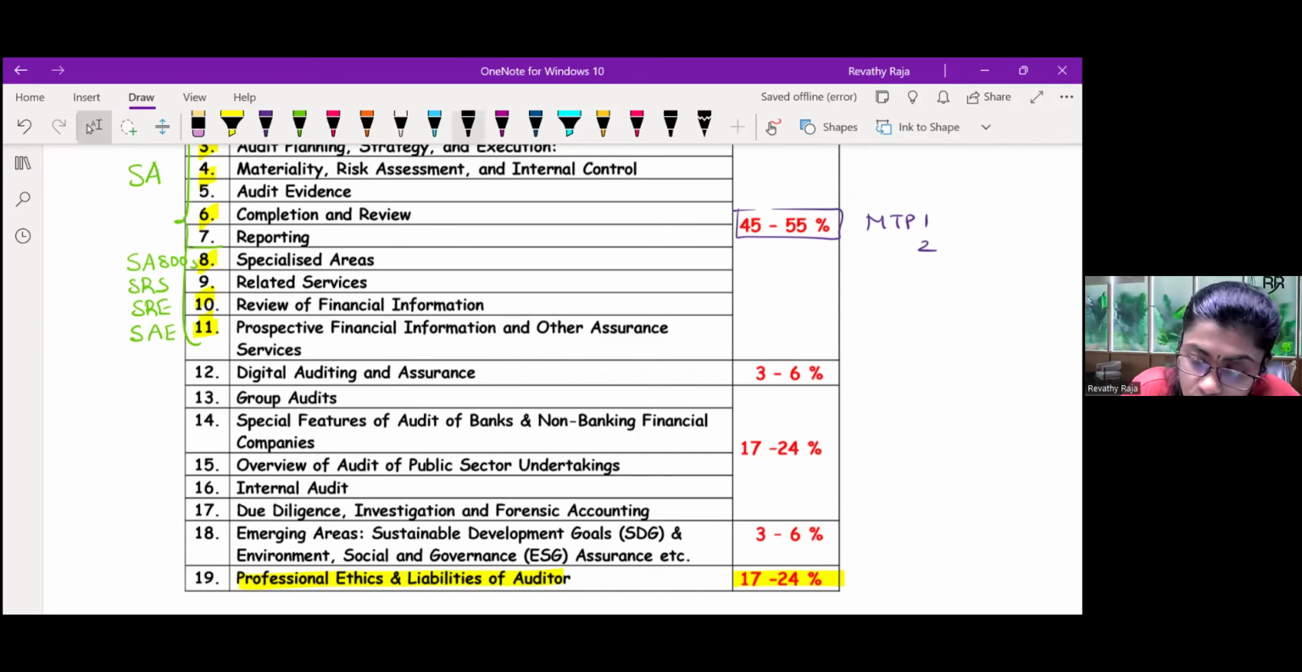Then, these two topics, we can keep towards the end: digital audit and emerging areas. Why? As per ICAI, weightage is only 3 to 6%. What I've seen is one question, if asked, approximately 4 or 5 marks. Now, all the other topics: group audit, which is consolidated financials, audit of bank, NBFCs, PSU audit, internal audit, due diligence, investigations, and forensic accounting. All these together are approximately 17 to 24% marks.